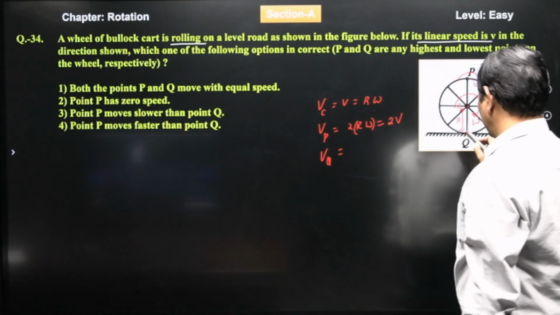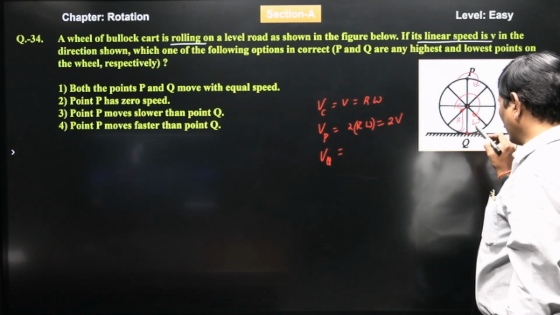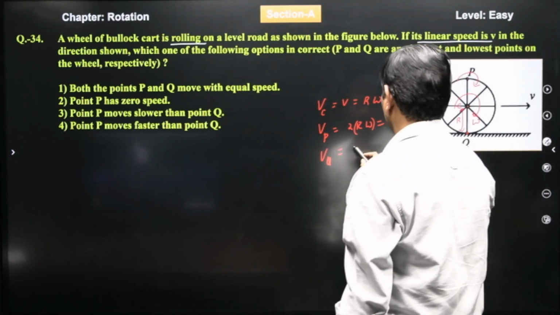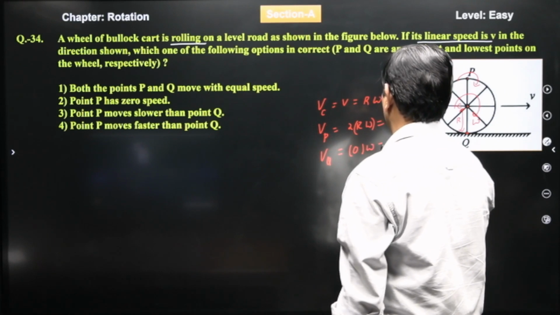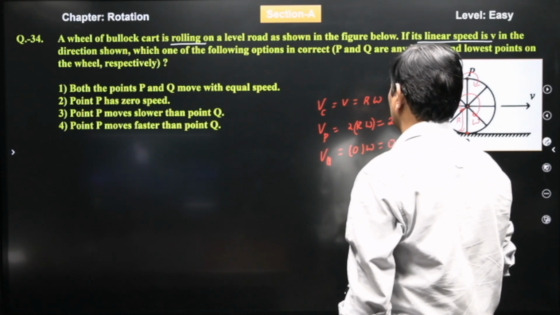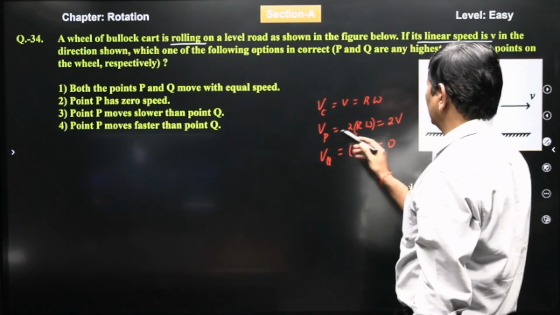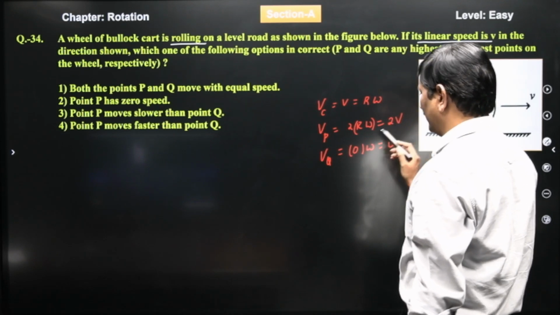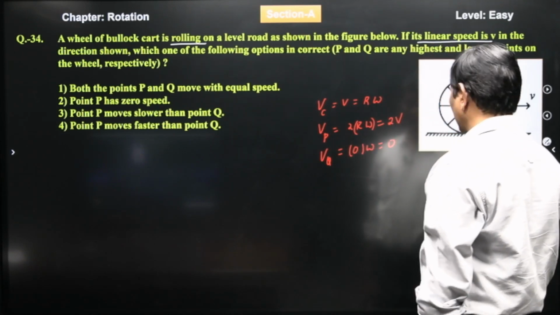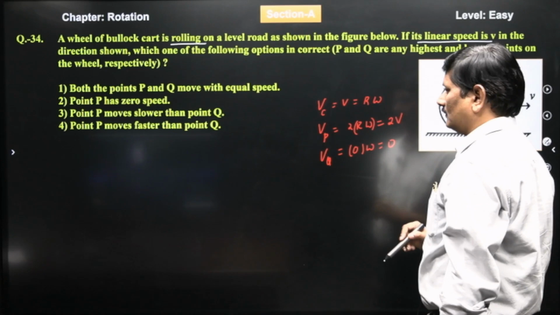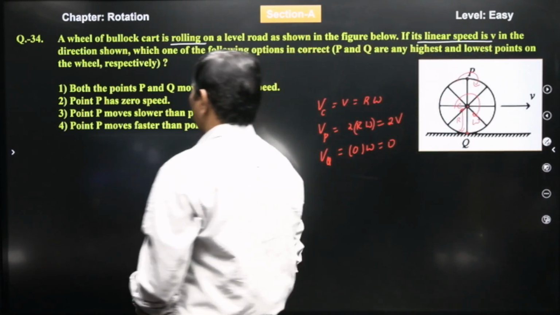There is no distance for this point because we are talking about that point itself. So 0 into omega is 0. So what happened? The velocity at the topmost point is 2v, and the velocity at the point of contact Q is 0. See the options.